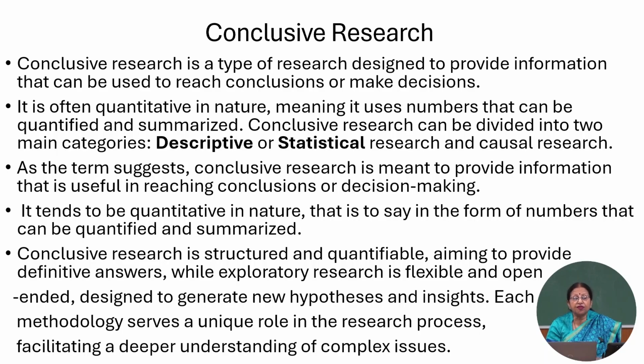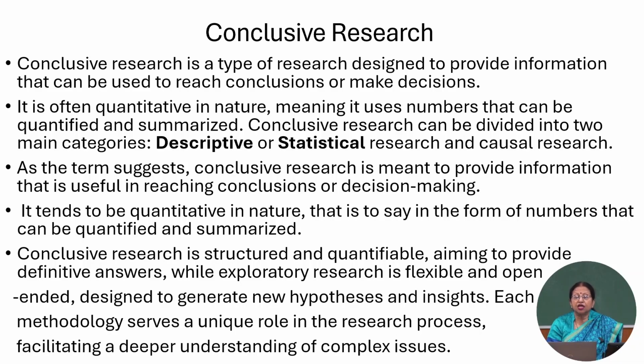Conclusive research, where we actually say, okay, a research has been conducted, and now what is the result out of this? Conclusive research is a type of research designed to provide information that can be used to reach conclusions or make decisions. It is often quantitative in nature, meaning it uses numbers that can be quantified and summarized. Conclusive research can be divided into two main categories: descriptive or statistical research, and causal research.